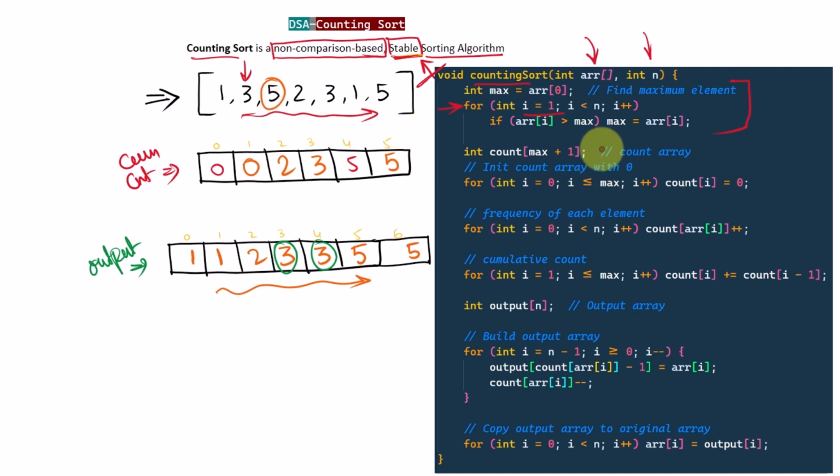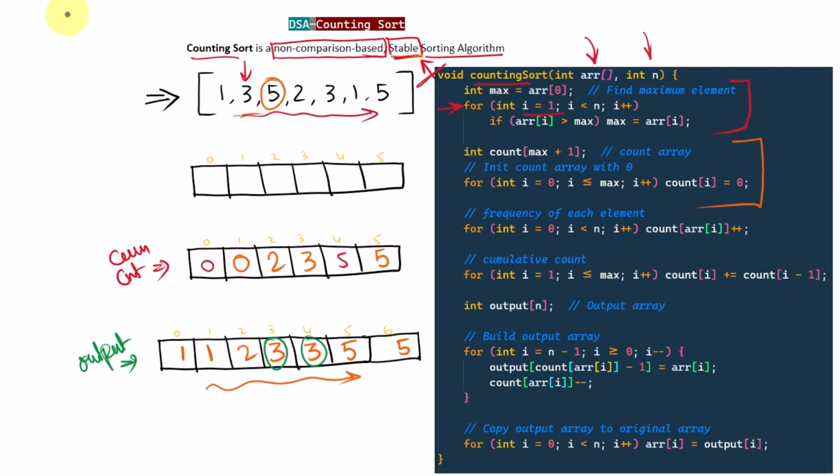Now once we found the maximum, after that we have to create one count array which will have the frequency of all the elements in our original array. So we're gonna create this count array, and the size of the count array will be max plus 1. Here the max value is 5, so the size of the count array will be 6. Now after creating this count array, we have to initialize that array with zeros. So we're gonna use this loop and initialize all the indexes with the value 0.